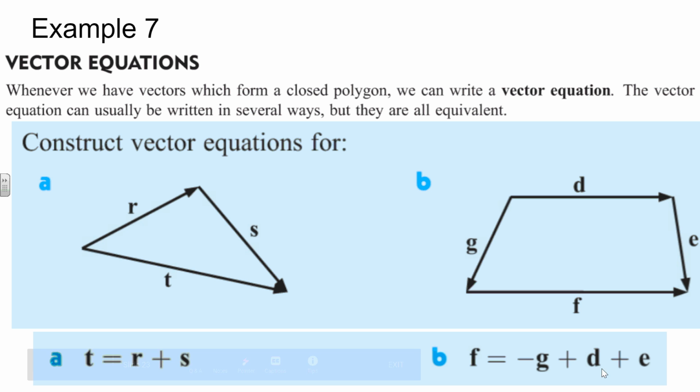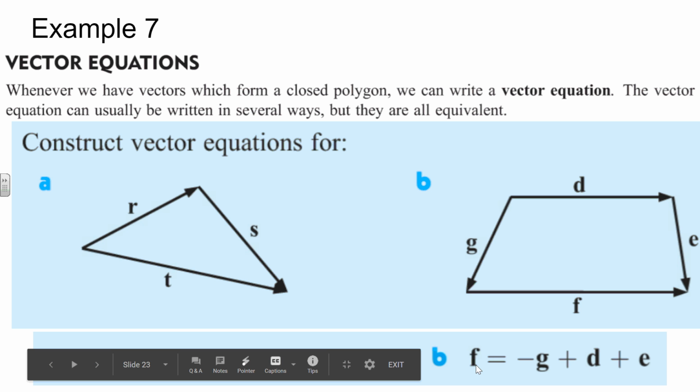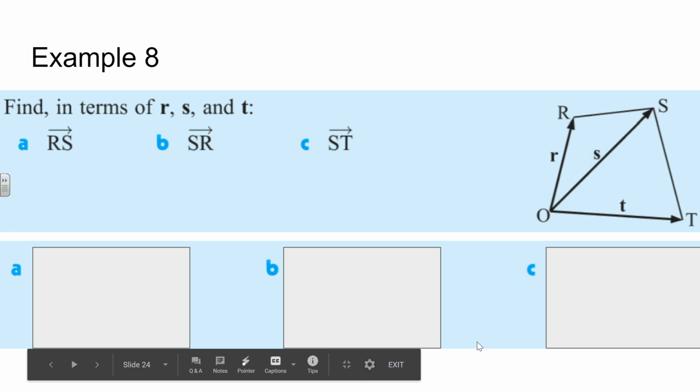And just a note, a reminder, you see here on our screen that it's showing a bolded f. When you're writing this in your notes, you have a hard time showing that it's bolded, so you put the arrow notation on top of the f there.